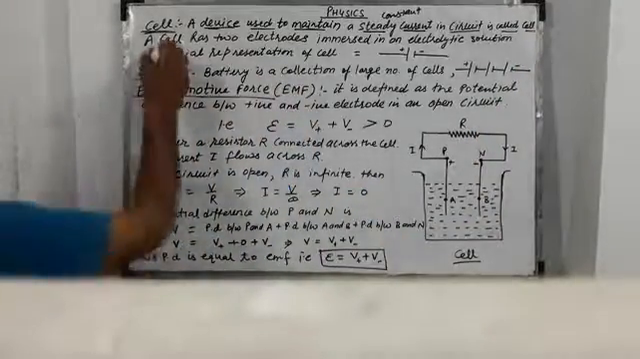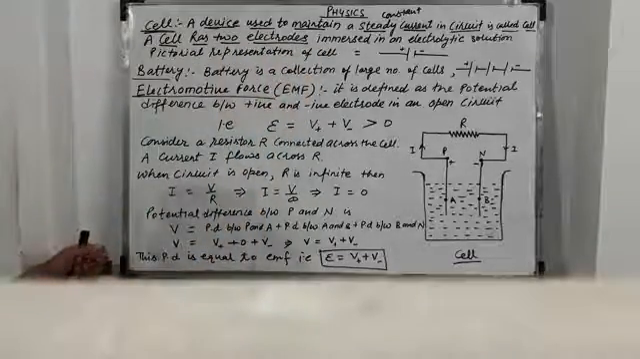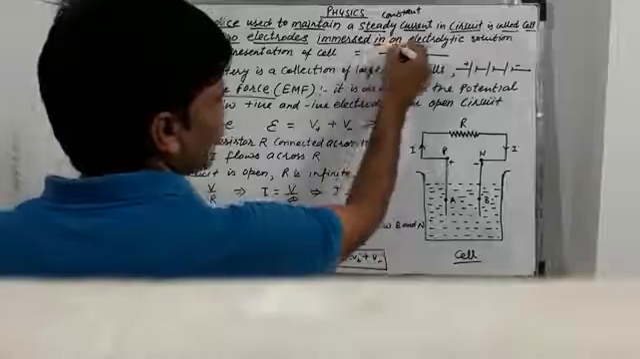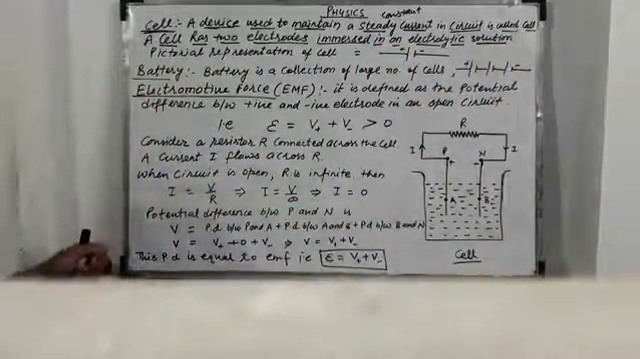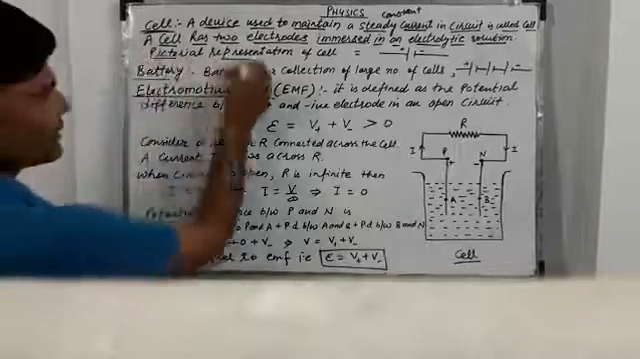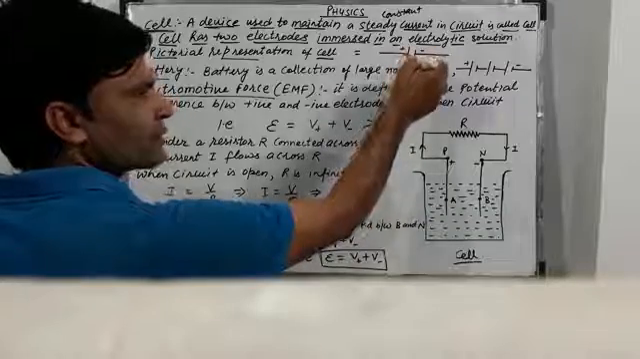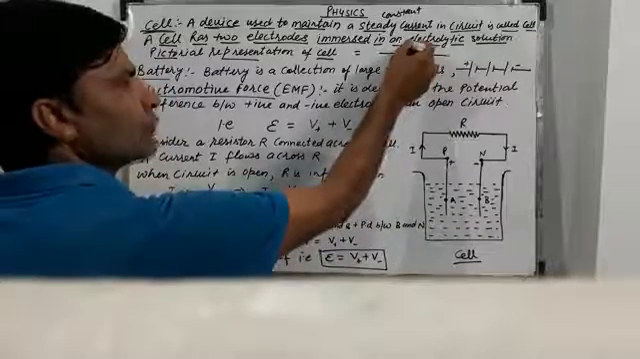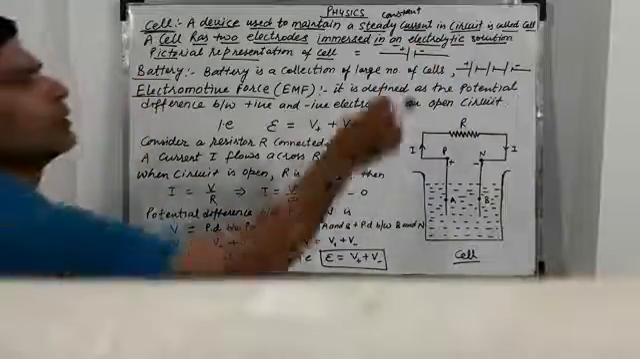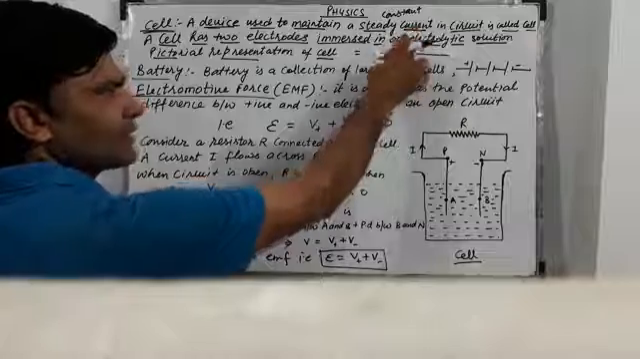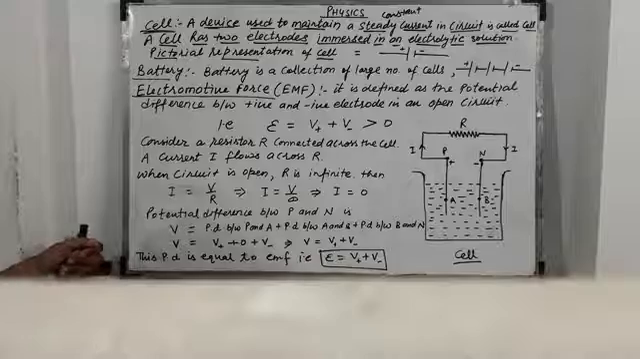A cell has two electrodes. How many? Two electrodes immersed in an electrolytic solution. The pictorial representation of a cell is like this: two vertical bars, one of large size and another of small size. The large vertical bar represents positive and the small one represents negative.